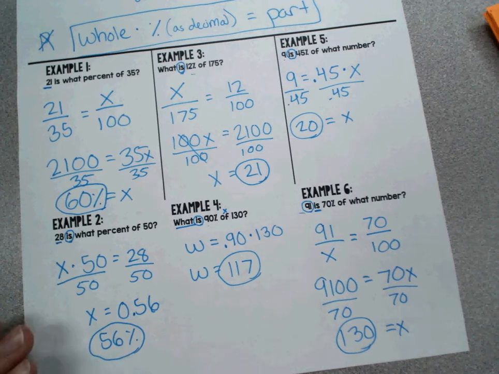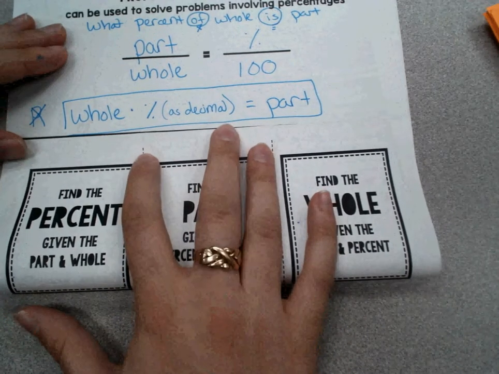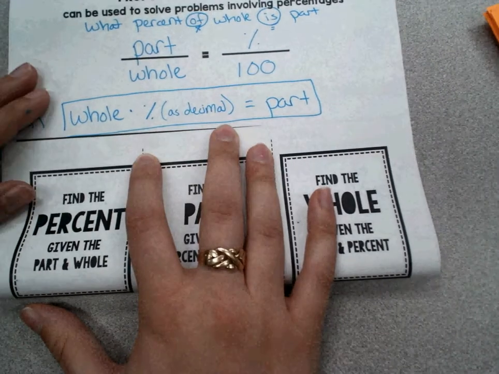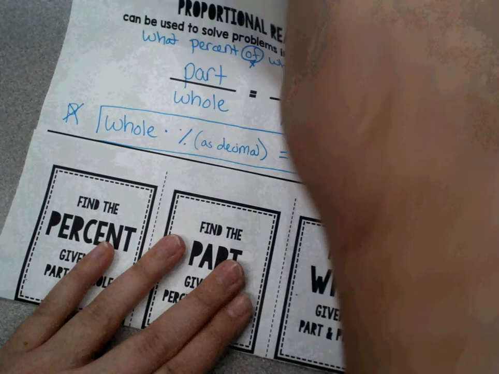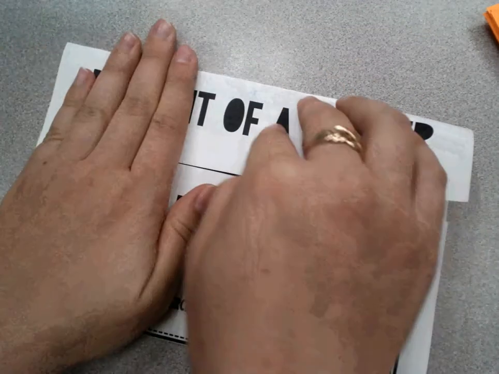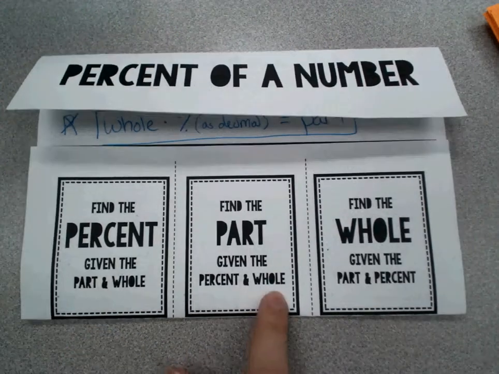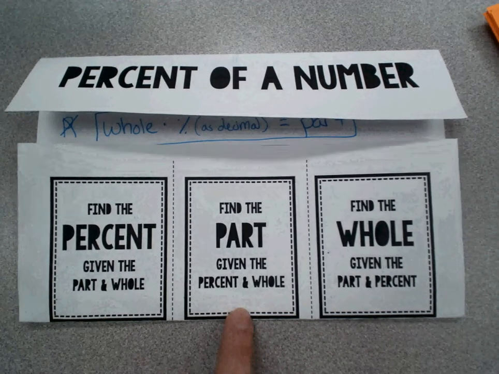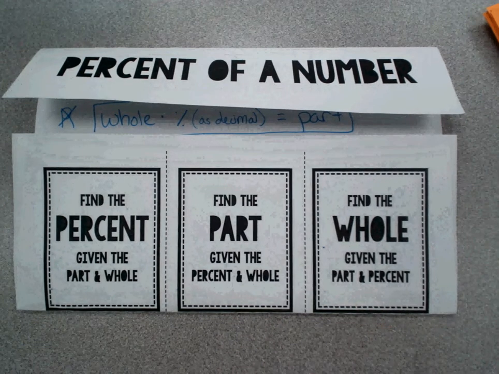All right, so we have this. Now what you're going to do is go ahead and fold this bottom up to the line. I'll get something that looks like this. And then fold that. So you have an example for when you have to find the percent given the part and the whole, finding the part when you give the percent and the whole, and finding the whole given the part and the percent. The 3 types of percent problems you'll have.